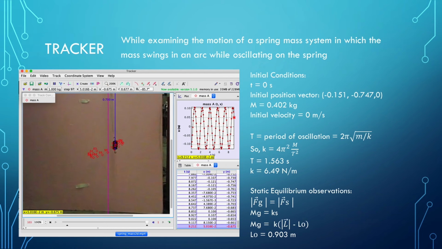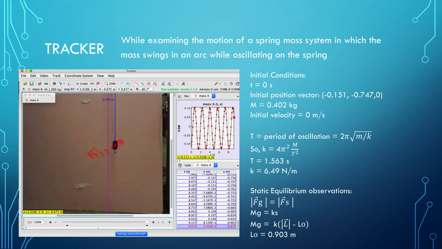So the oscillating spring mass system, I put it in Tracker, and while examining the motion, I noticed a couple of things. First of all, we want to plug in the initial conditions that we have here, and the T, which is the period of oscillation. If we manipulate the formula around a little bit, we can actually find the stiffness, and we find the period of oscillation by taking the average of the interval of periods, and then through that we found the stiffness.